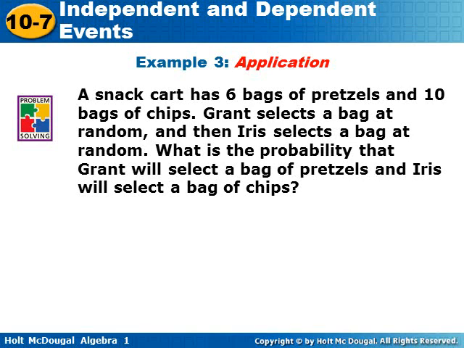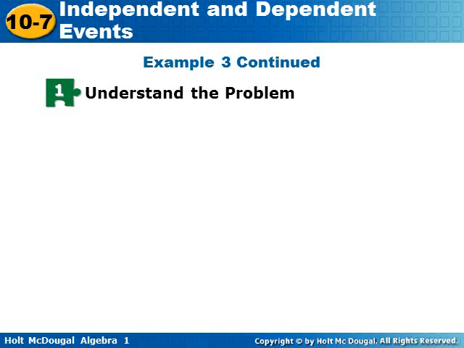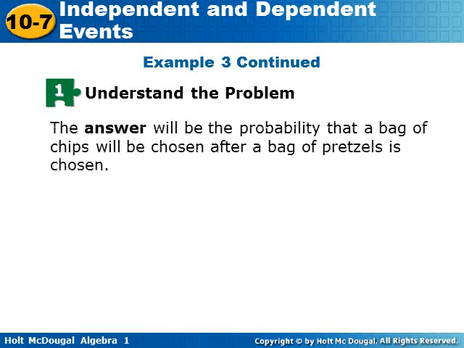A snack cart has 6 bags of pretzels and 10 bags of chips. Grant selects a bag at random, and then Iris selects a bag at random. What is the probability that Grant will select a bag of pretzels and Iris will select a bag of chips? To understand the problem, the answer will be the probability that a bag of chips will be chosen after a bag of pretzels is chosen.